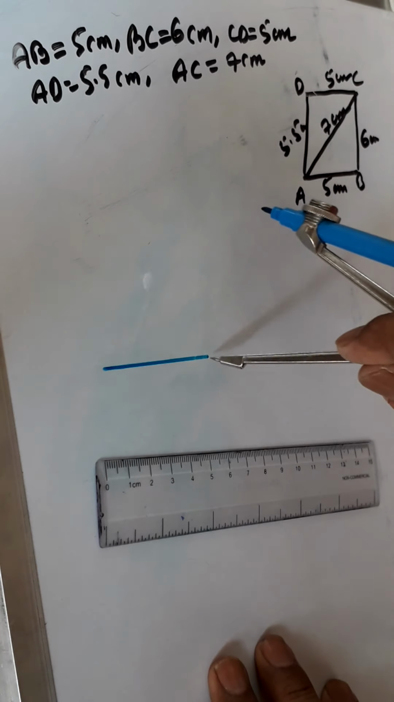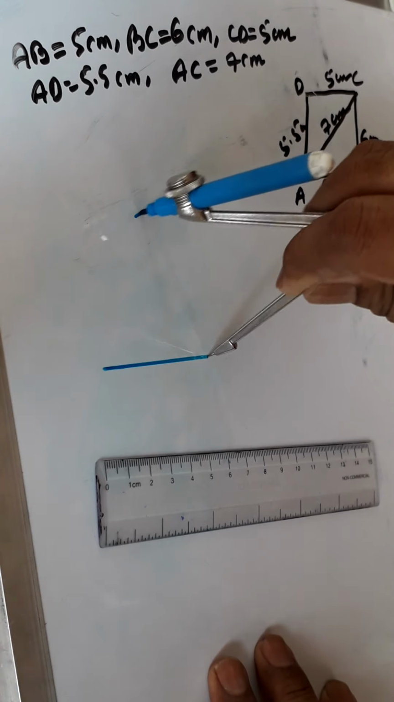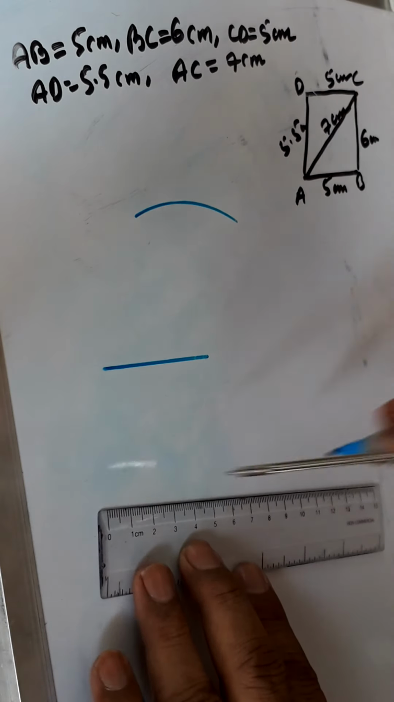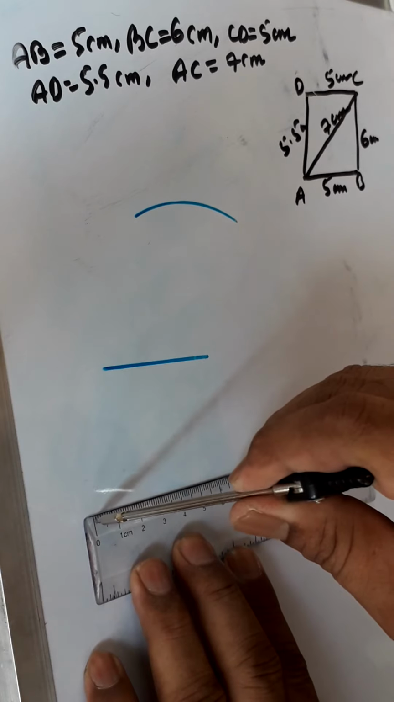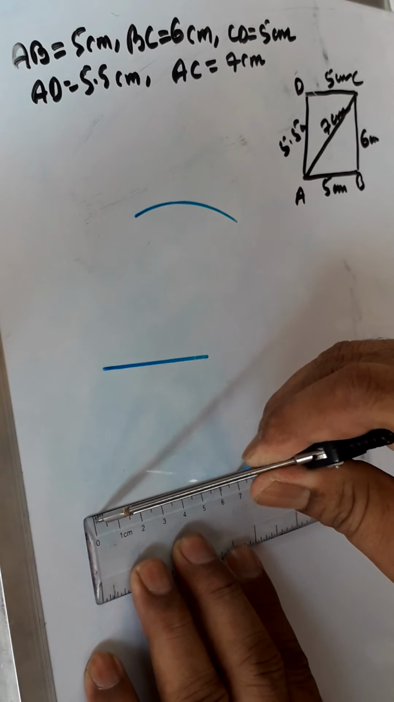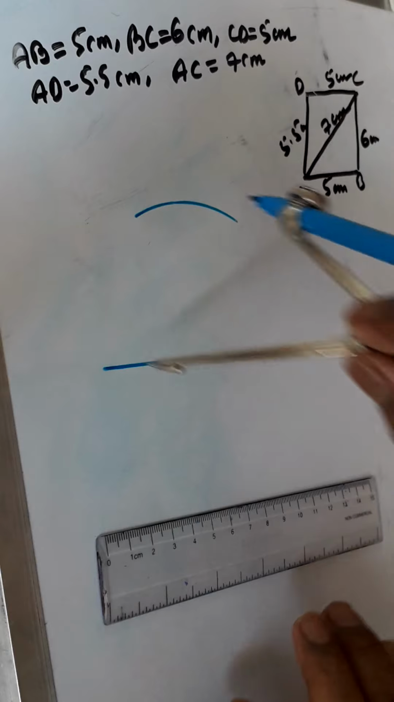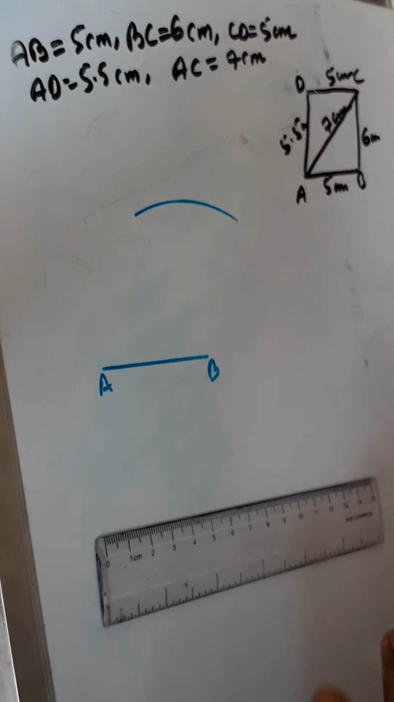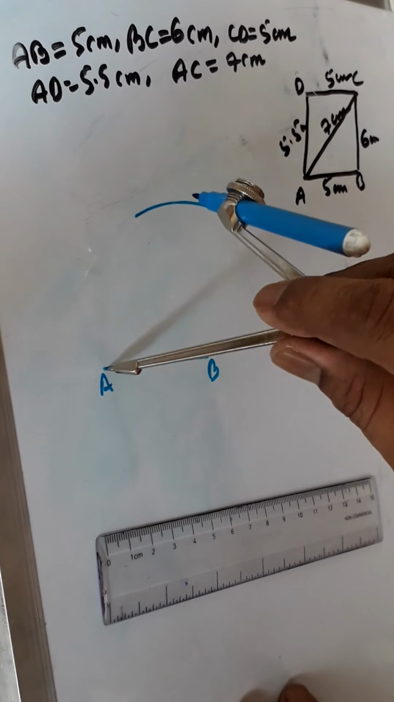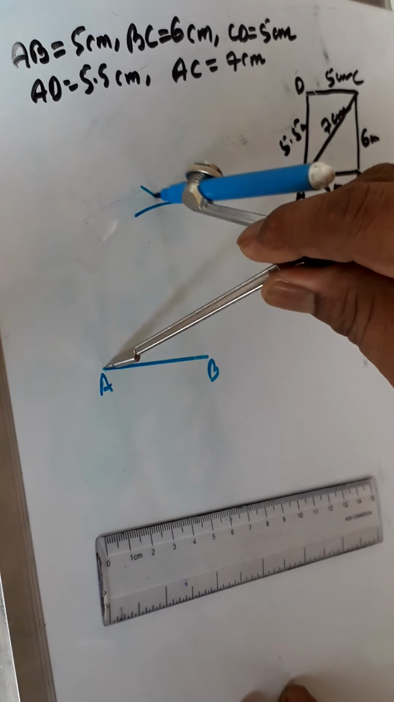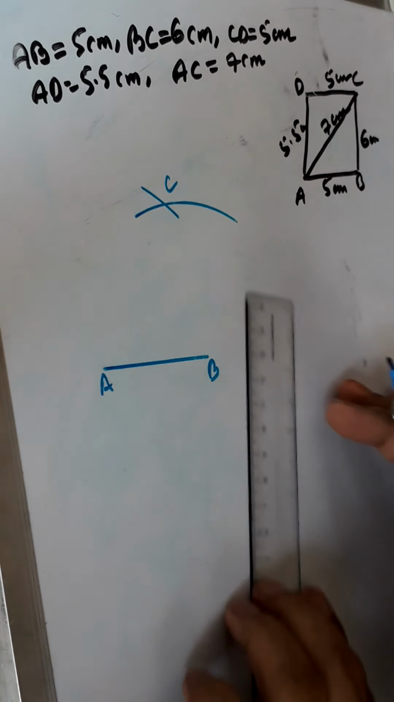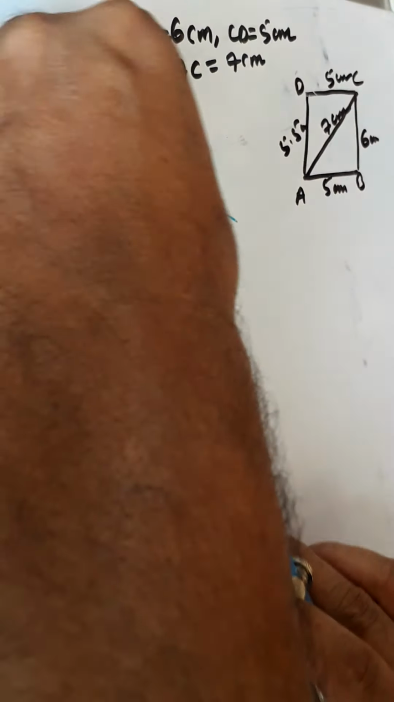We will draw an arc of radius 6 centimeter from this point. Now we have to draw AC 7 centimeter. So we will take a radius of 7 centimeter, and from this point A, this is A and this is B. From this point A, we will draw another arc of radius 7 centimeter here. Let this point be C. Now we will join AC and BC here.